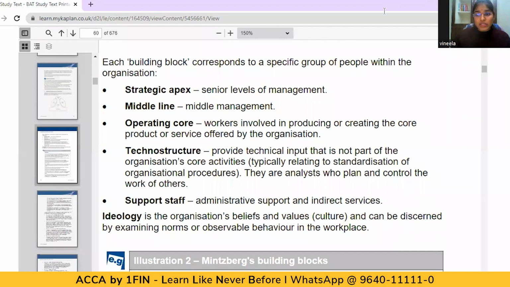So remember, in Mintzberg configuration you have 5 building blocks. The first building block is the top level of the organization, which is your strategic apex. The second building block is your middle line. The third building block is your operating core. And these will be supported by 2 things. One is technical support, which comes from the technostructure. And another is support staff, which gives you administrative support and indirect services.